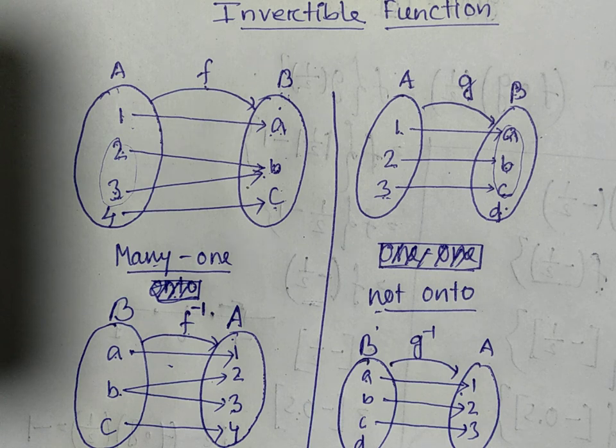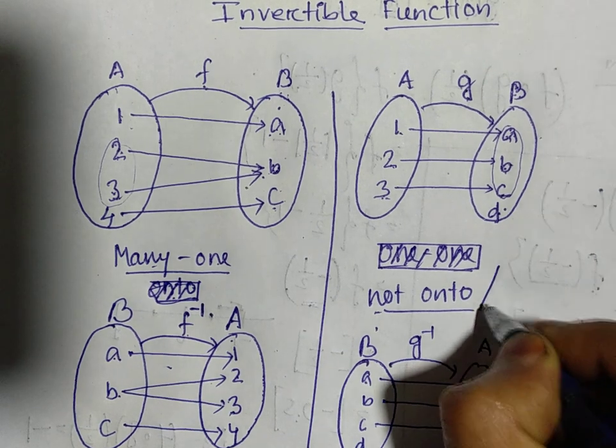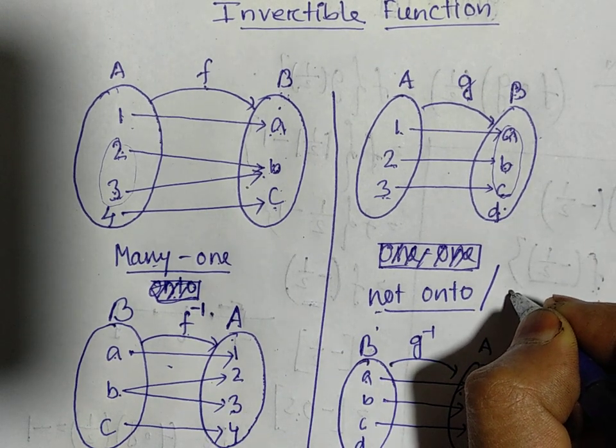If we want to consider a function in reverse way, the function can never be many one or can never be into.